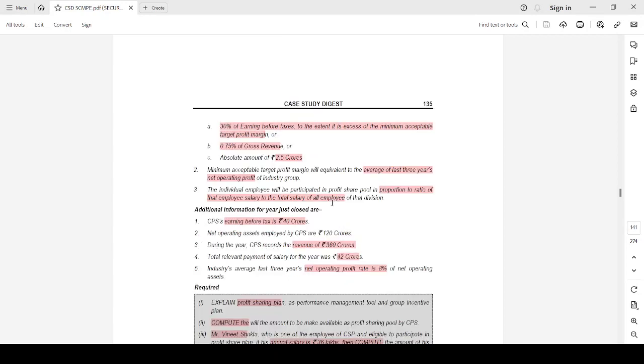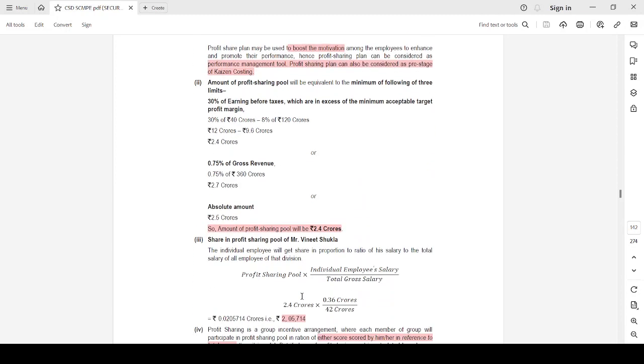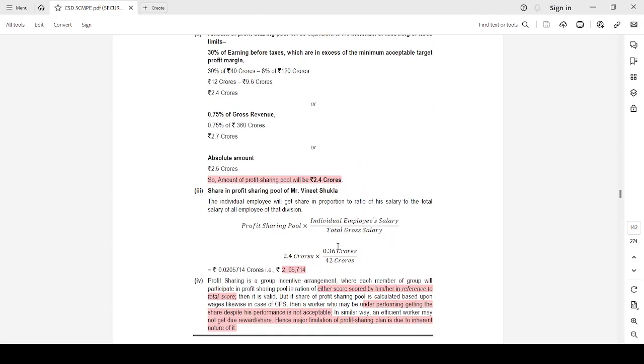And now, here the employee has a salary of how much? 36 lakhs. Annual salary is 36 lakhs. So here I will put it as 2.4 crores into 36 lakhs divided by 42 crores. That is total salary. I will get an amount of 205,714. This is the amount of profit which is attributable to Vineet Shukla.